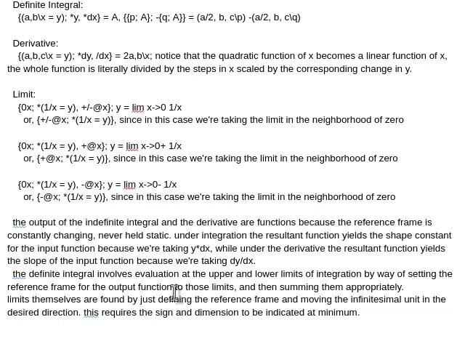The definite integral involves evaluation at the upper and lower limits of integration by way of setting the reference frame for the output function to those limits, and then summing them appropriately. So you take the evaluation at the upper limit and then subtract the evaluation of the lower limit. Limits themselves are found by just defining the reference frame and moving the infinitesimal unit in the desired direction. This requires the sign and dimension to be indicated at minimum. So it's not just the infinitesimal unit, it's the positive infinitesimal unit along x, or whatever is appropriate.